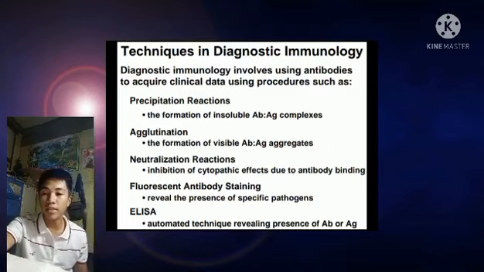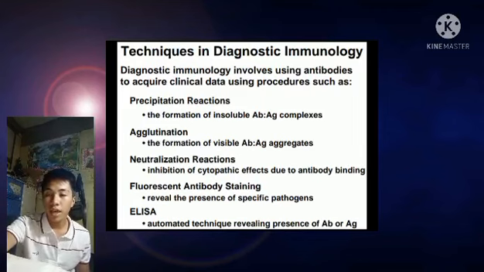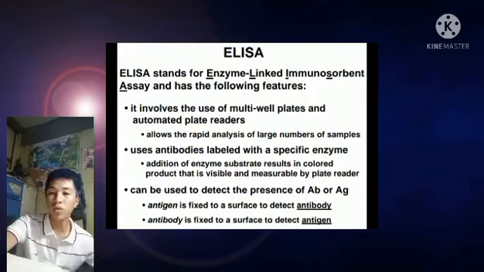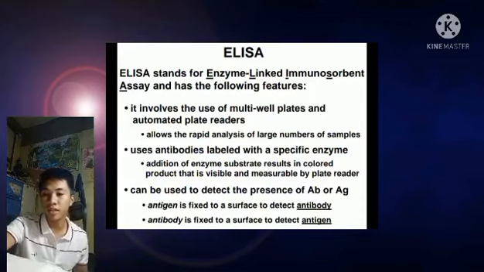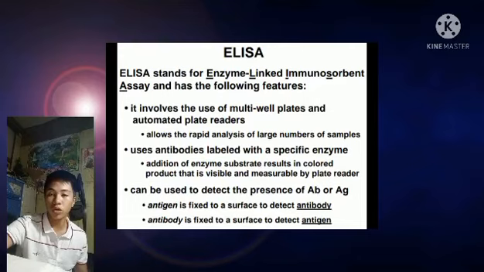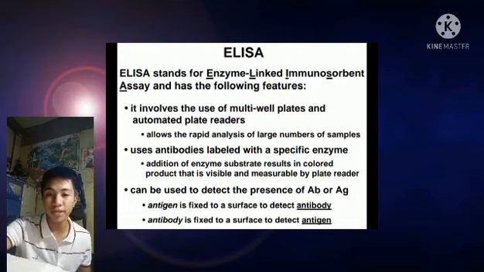ELISA, an automated technique revealing the presence of AB or AG. ELISA stands for Enzyme-Linked Immunosorbent Assay and has the following features. It involves the use of multi-well plates and automated plate readers. Allows the rapid analysis of large numbers of samples. Can be used to detect the presence of AB or AG. Antigen is fixed to a surface to detect antibody. Antibody is fixed to a surface to detect the antigen.